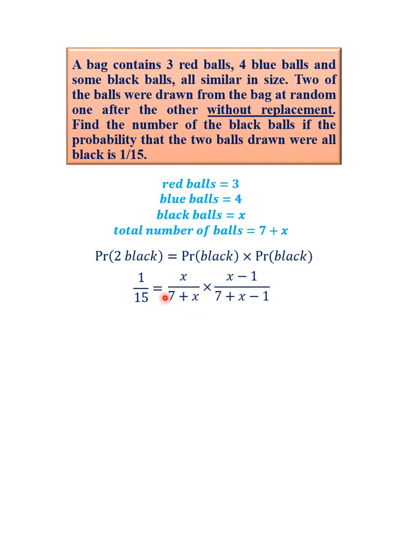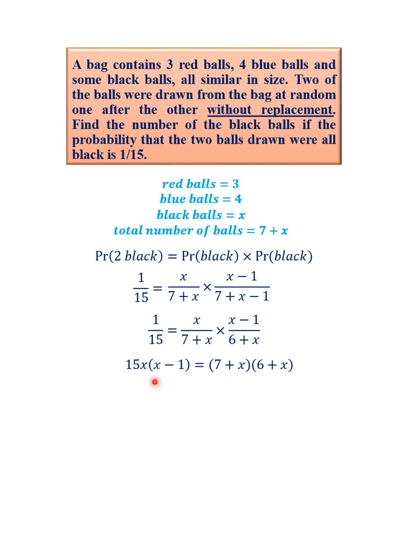From here, what we just do is to cross multiply. 1 will multiply everything here and 15 will multiply everything here. So we now have 1 all over 15 equal to, let's break it down further, x all over 7 plus x times x minus 1 all over 7 minus 1, which is 6 plus x. So that by the time we cross multiply, we have 15x times x minus 1 equal to 1 times everything here, which becomes 7 plus x times 6 plus x, and that's what we have here.